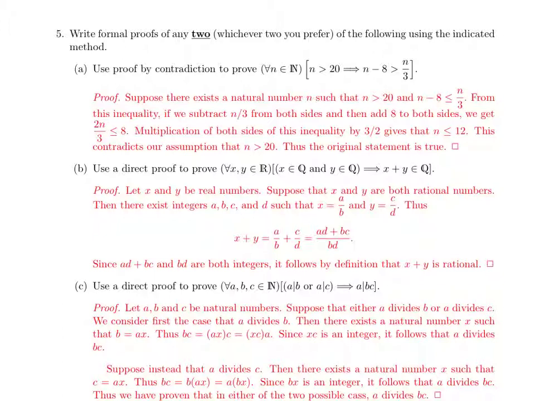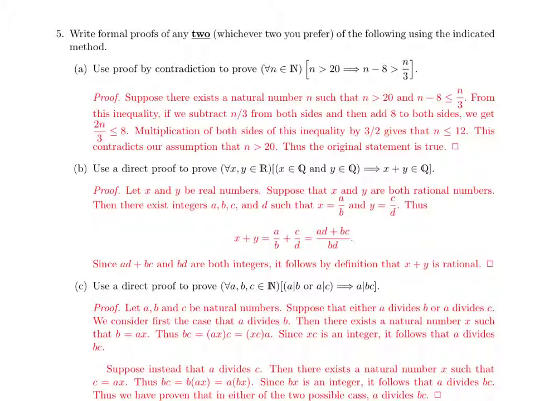So you should say, suppose there exists a natural number little n such that n is bigger than 20 and n minus 8 is less than or equal to n over 3. Then what I did was I worked on the negation of this thing here, n minus 8 less than or equal to n over 3, and I deduced that if that's true, then it's impossible for n to be bigger than 20. So I simplified this by subtracting n over 3 from both sides and adding 8. From this inequality, if we subtract n over 3 from both sides and then add 8 to both sides, we get 2n over 3 is less than or equal to 8.